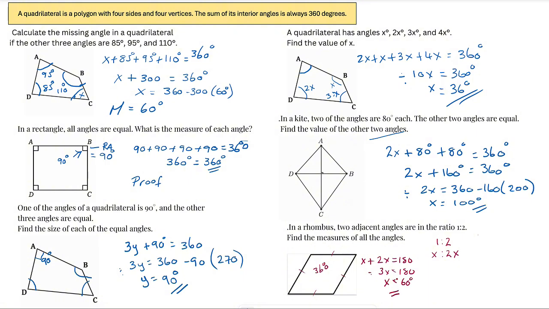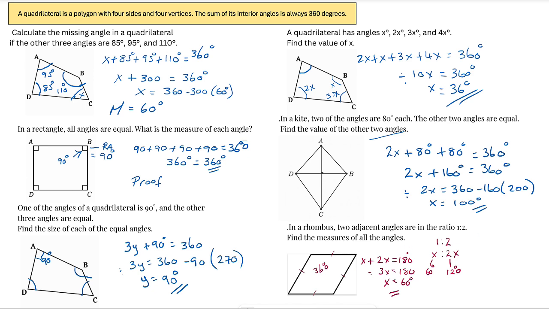Okay? So now let's solve the puzzle. It's going to be 60. The ratio of 1 is going to be 60. And this one is going to be 2 times 60. We know that's right because 120 plus 60 equals 180. So, yeah, comfortable with that.